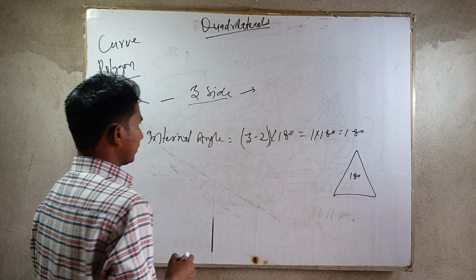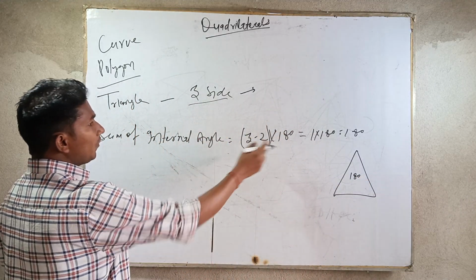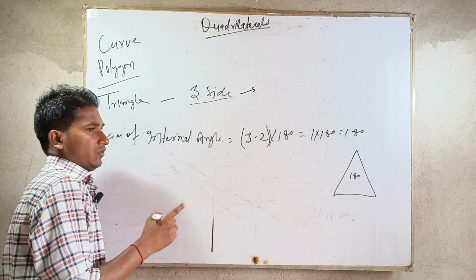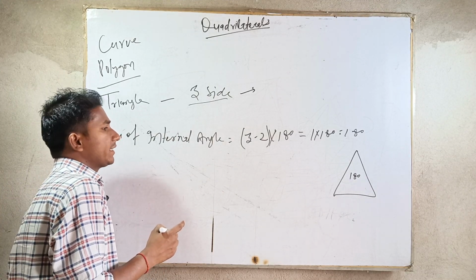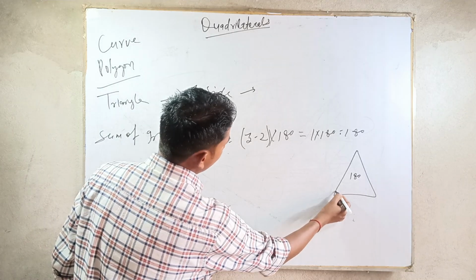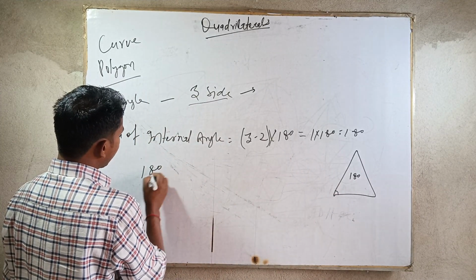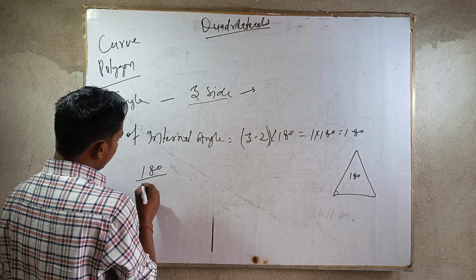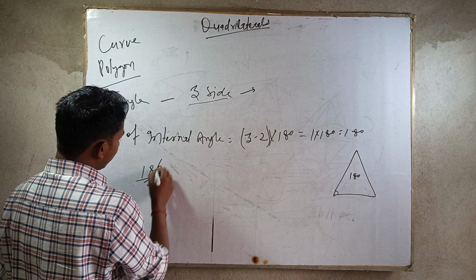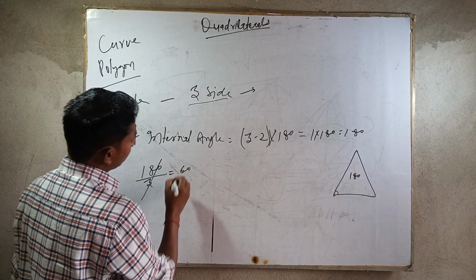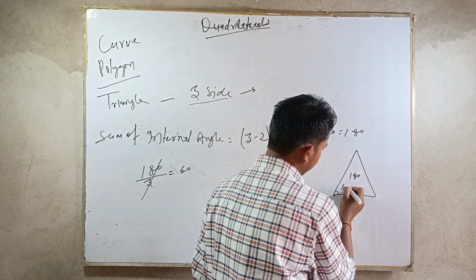Now, if I know the sum of all internal angles equals 180, what will be the value of one angle? The total value is 180, and divided by 3, one angle equals 60 degrees.